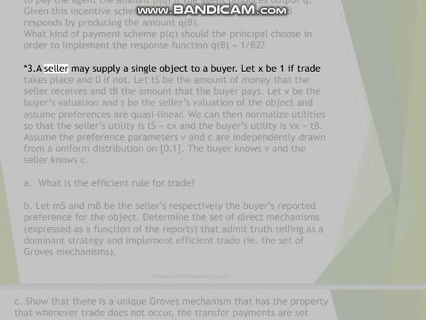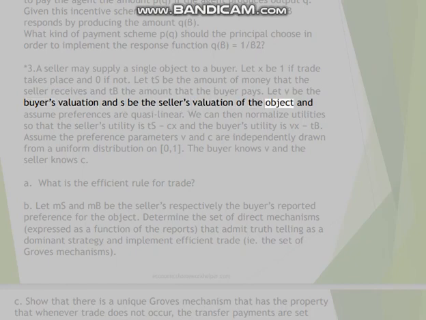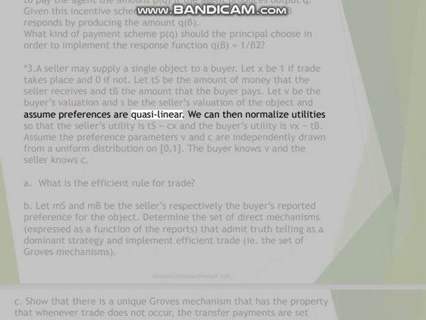3. A seller may supply a single object to a buyer. Let X be 1 if trade takes place, and 0 if not. Let TS be the amount of money that the seller receives and TB be the amount that the buyer pays. Let V be the buyer's valuation and C be the seller's valuation of the object, and assume preferences are quasi-linear.